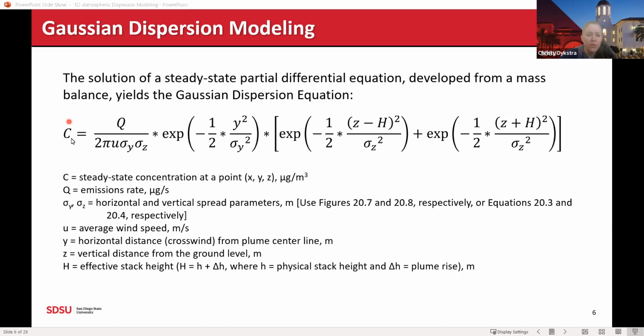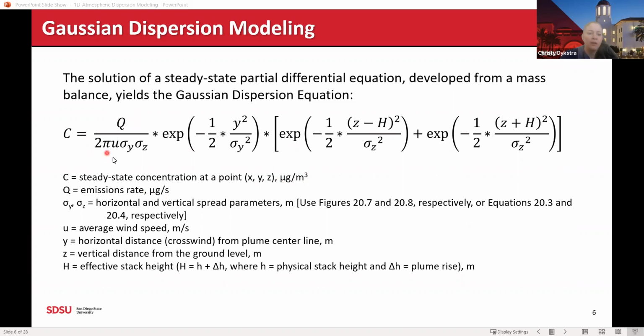So first, we're solving for the steady state concentration. This is at some point X, Y, Z at a concentration of, let's say, micrograms per cubic meter, which is typically the most common units to use for this type of a solution. And then we have our emissions rate. This is a mass emissions rate of our pollutant, and this is in micrograms per second.